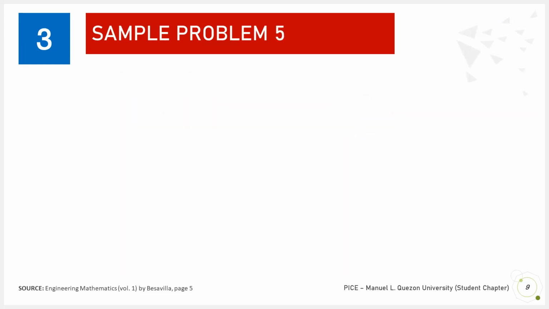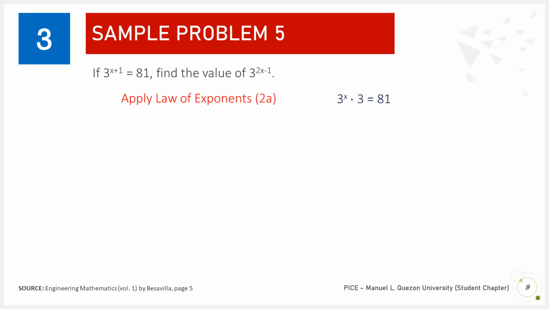For example, problem number 5: if 3 raised to x times 3 raised to the quantity x plus 1 is equal to 81, find the value of 3 raised to the quantity 2x minus 1. First, we apply the law of exponents to our given equation, 3 raised to x plus 1. So we have a product of two terms with the same base but different exponents.